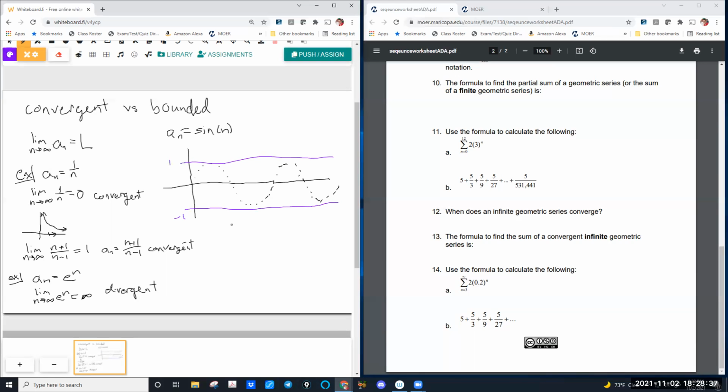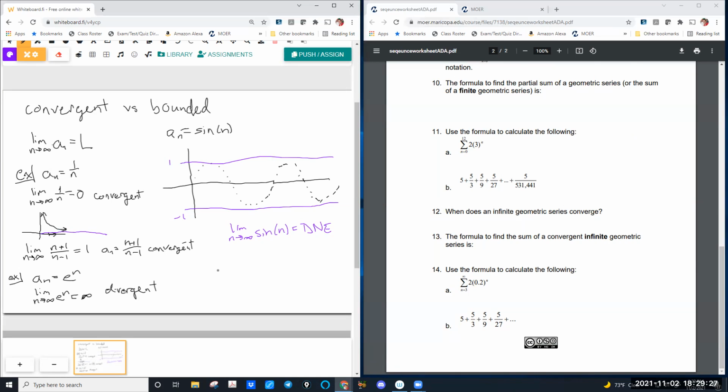It's bounded between -1 and 1. But if we take the limit as n goes to infinity of sine of n, that's a DNE because it doesn't go to a finite value. It keeps oscillating. So this is an example of a bounded sequence because its values never get bigger than 1 or lower than -1, but it's not convergent. Our sequence here, 1 over n, is bounded below by 0, but it's not bounded above. So that's what's going on with convergence versus bounded.